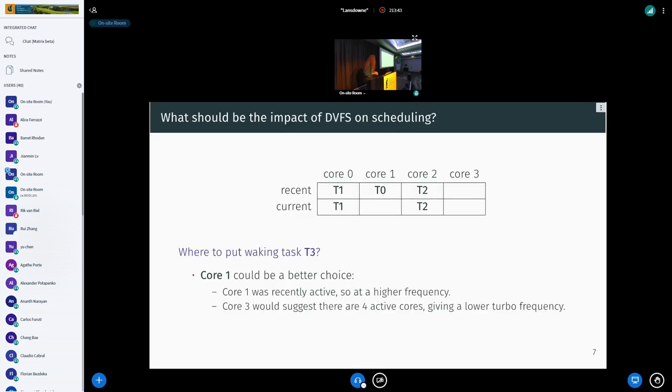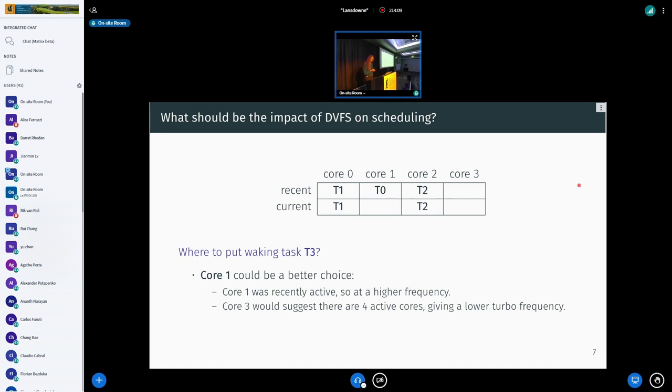But if we know something extra, which is that recently the scenario actually looked like this, then it could be a good choice to put T3 on core 1, because task T0 has somehow warmed up that core. There's been a lot of activity on that core. Maybe it's running already at a high frequency, and then T3 will benefit from that high frequency.